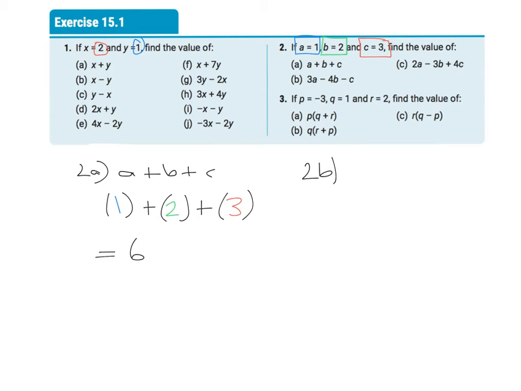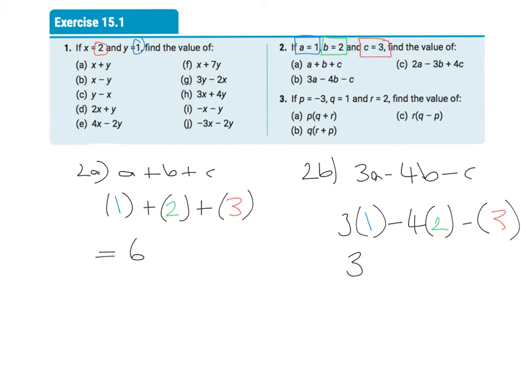For 2b, 3a minus 4b minus c. So 3 bracket minus 4 bracket minus bracket. I'm filling in 1 for a, 2 for b, 3 for c, and then we multiply it out. 3 times 1 is 3, minus 4 times 2, minus 8, and minus 3. Okay, so I end up getting minus 8.